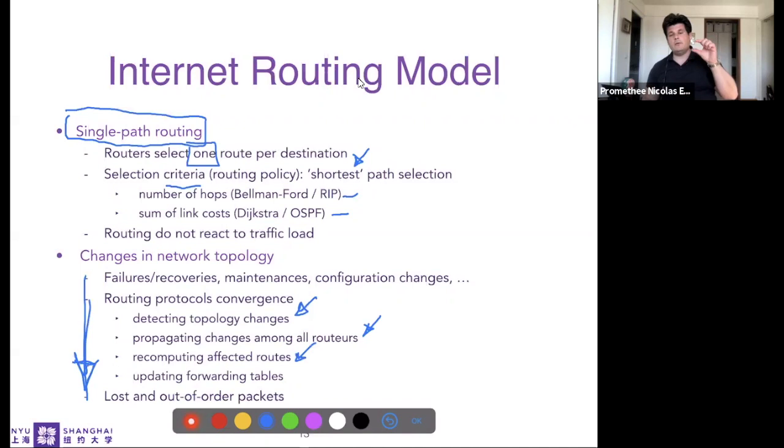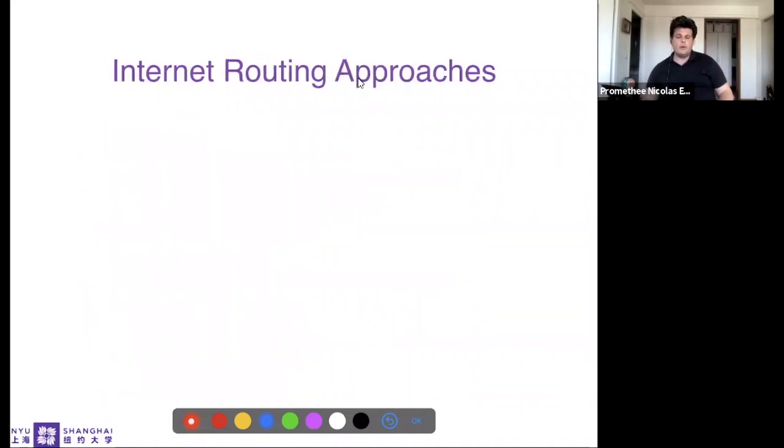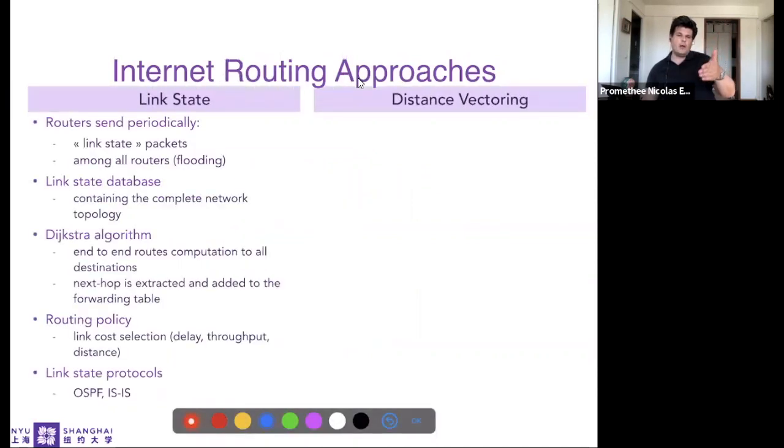So you want to minimize the time that it takes to update your table, given a topology change. Always keep in mind, whenever we talk about a routing protocol, that convergence is super expensive. In the internet, we have two main approaches due to the fact that we have Dijkstra and Bellman-Ford. So we need two specific protocols so that we can feed those algorithms. One is what we call link state, and the other is distance vector.